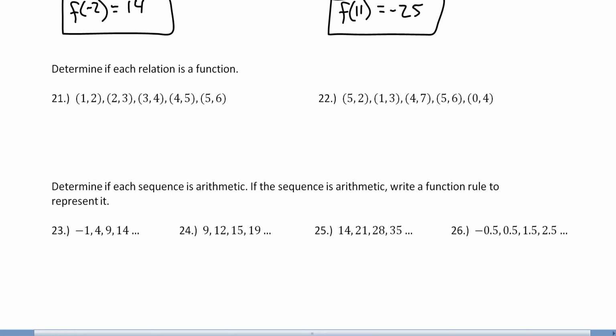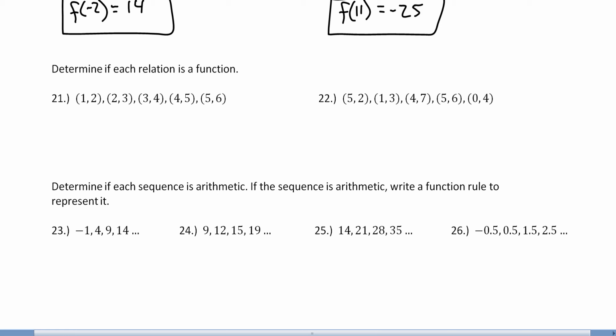This one, determining if the relation is a function. Remember, a relation is a function if every input has exactly one output. So when we're looking for this, we're looking for repeated x values, and if we find a repeated x value, we've got to check to see if it's with a different y value or with the same y value. If it's with the same y value, then that x value only had one y value, and that's okay, it's a function.